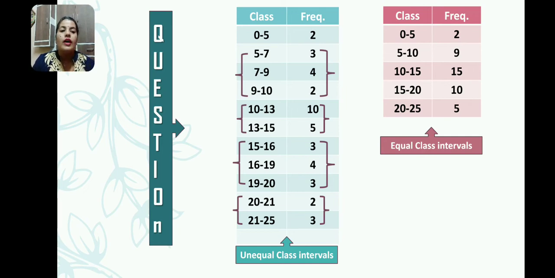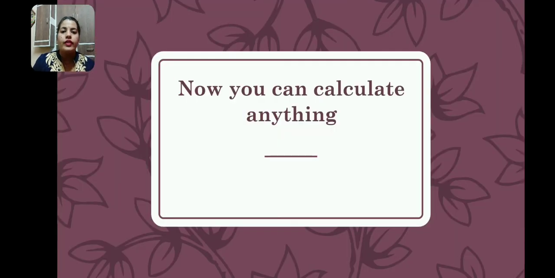So after making the equal classes, you can calculate anything from the question, whether it is mean, mode, median, quartile, decile, percentile, harmonic mean, geometric mean, SD, QD, range, MD, anything. It means you need to simplify the question, and after that you can calculate anything from that. So for your reference I am calculating the mean here.